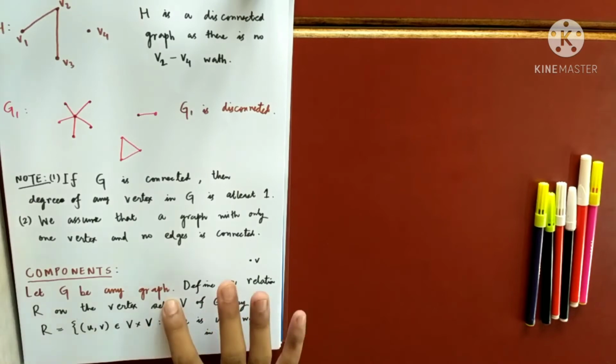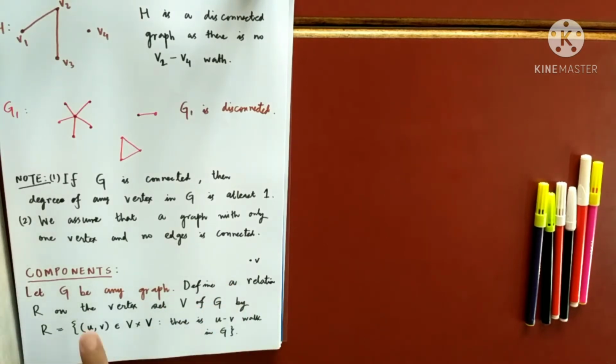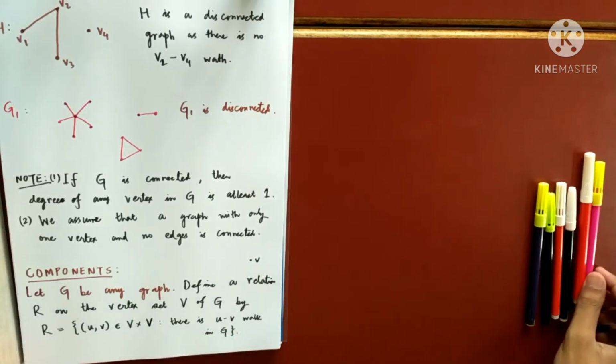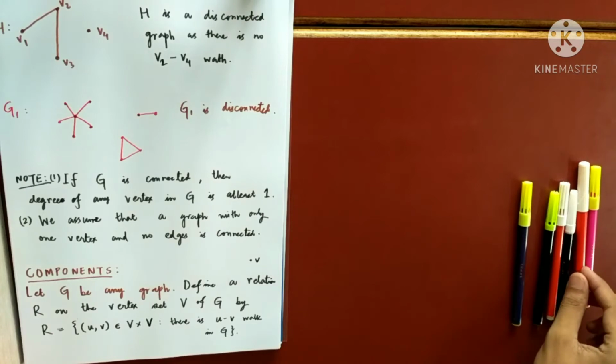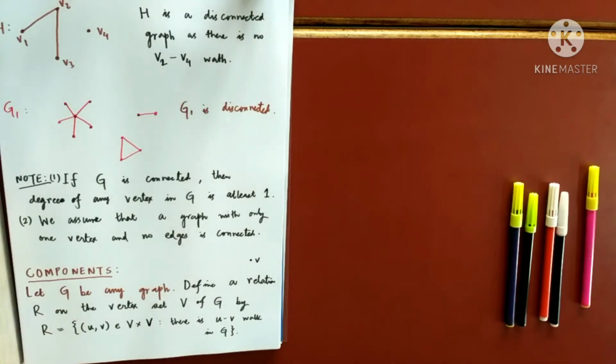Now you see how I had started about components. Let G be any graph. Define a relation R on the vertex set V of G as follows: two vertices u and v are said to be related if and only if there is a u-v walk in G. I had given you as an exercise to prove that R is an equivalence relation. So you have done that.